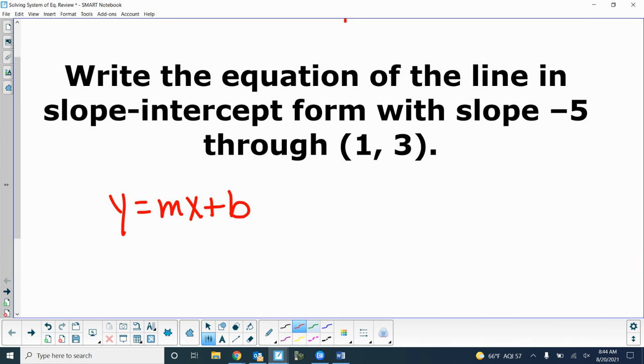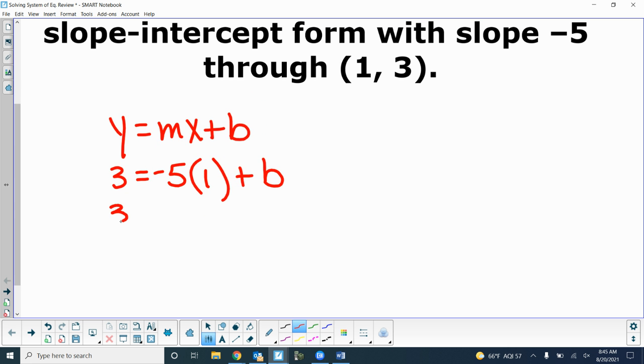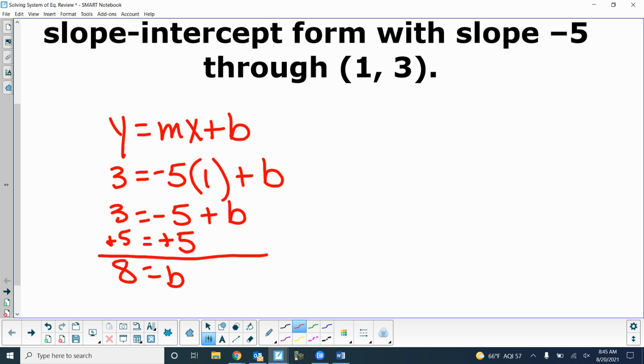All right, so again, this is y equals mx plus b form, right? Slope-intercept form. So we're going to substitute 3 for the y, -5 for the m, 1 for the x, and then plus b, and then solve for b. So we'll multiply the -5 times 1, and then we'll add the 5. So we get 8. So our answer, our equation of that line is y equals -5x plus 8.